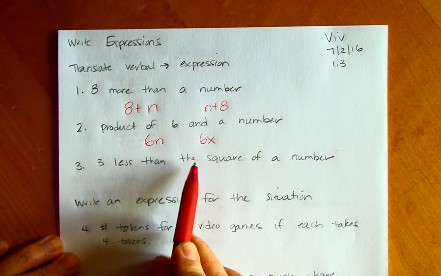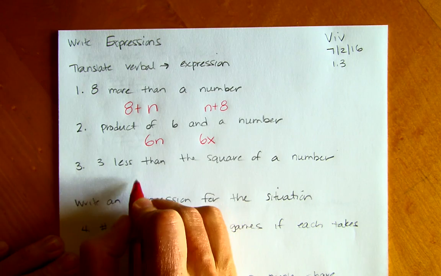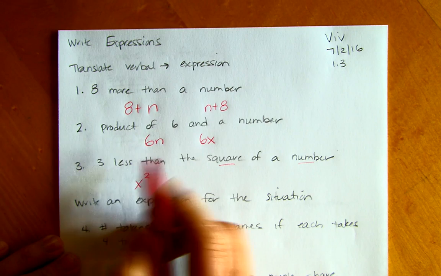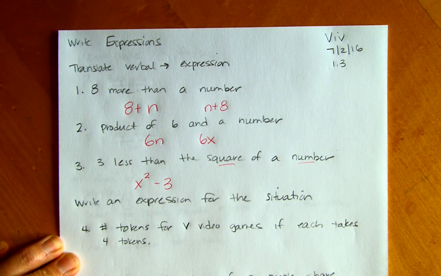3 less than the square of a number. So here's where order of operations comes in. I'm going to square the number, and then I'm going to want 3 less than that, so I'll subtract 3.